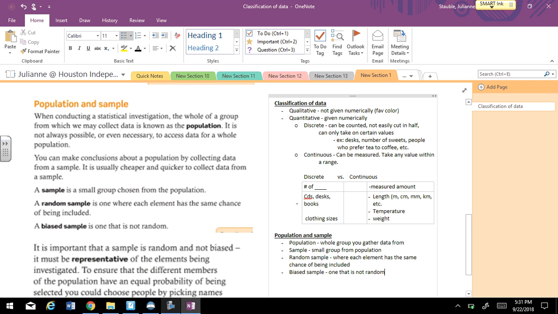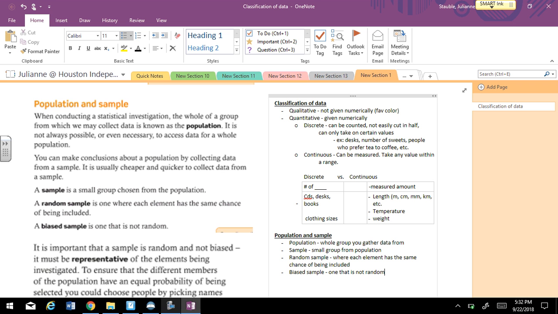Okay, so then you have biased sample, one that is not random. So if you're asking a question that sounds leading, you could actually ruin your whole survey because you didn't ask a generic question. Your question was biased, that made people pick something over another. So the wording of your surveys will be important, and we'll go into that a little bit later.